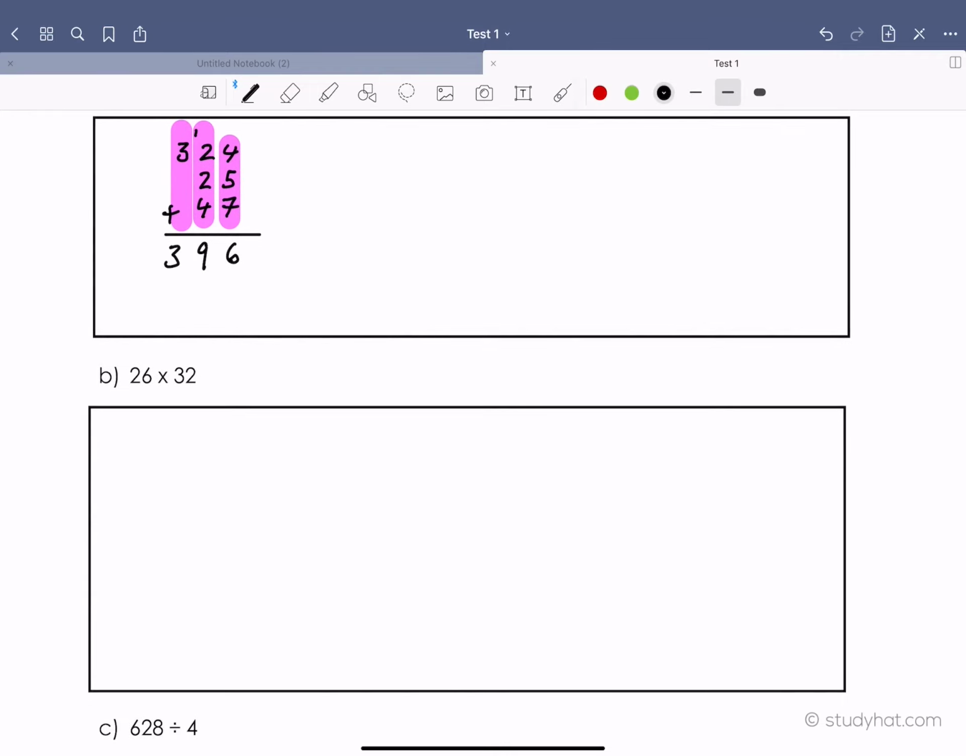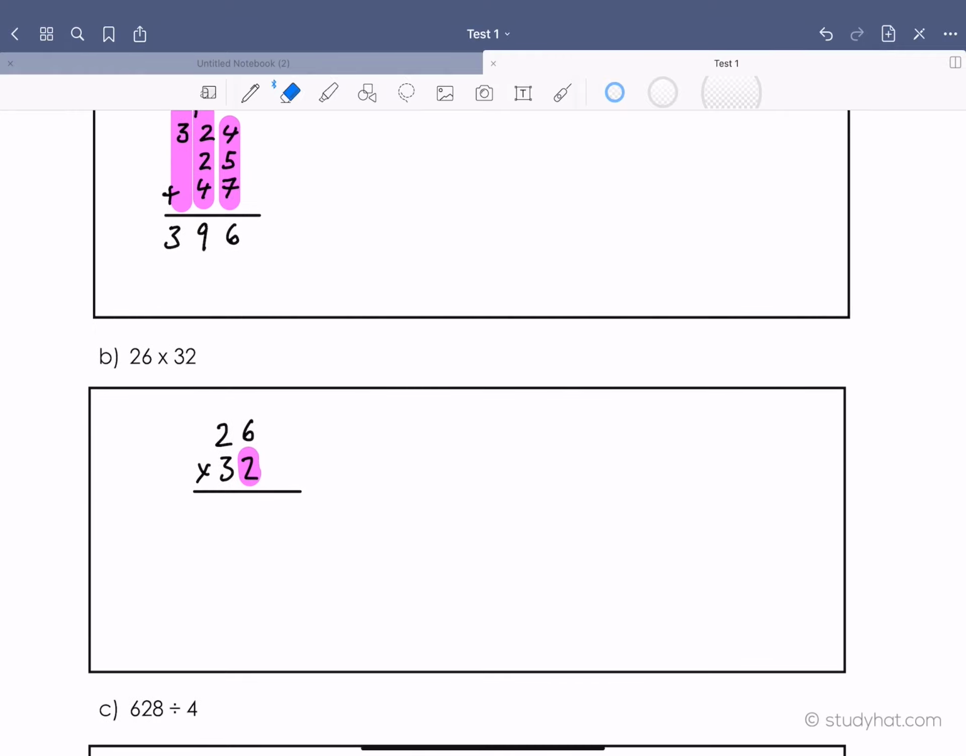Okay, now multiplication. Again, we're going to write the numbers nicely in columns. Here again, we're going to start from the right-hand side, but we're really starting from this right-hand side bottom number, because what we're going to do is multiply 2 times 6 and then 2 times 2. So 2 times 6 is 12. Again, we're going to have to carry over there. So we put a little 1 up here to remind ourselves. 2 times 2 is 4, and then we add the 1, that gives us 5.